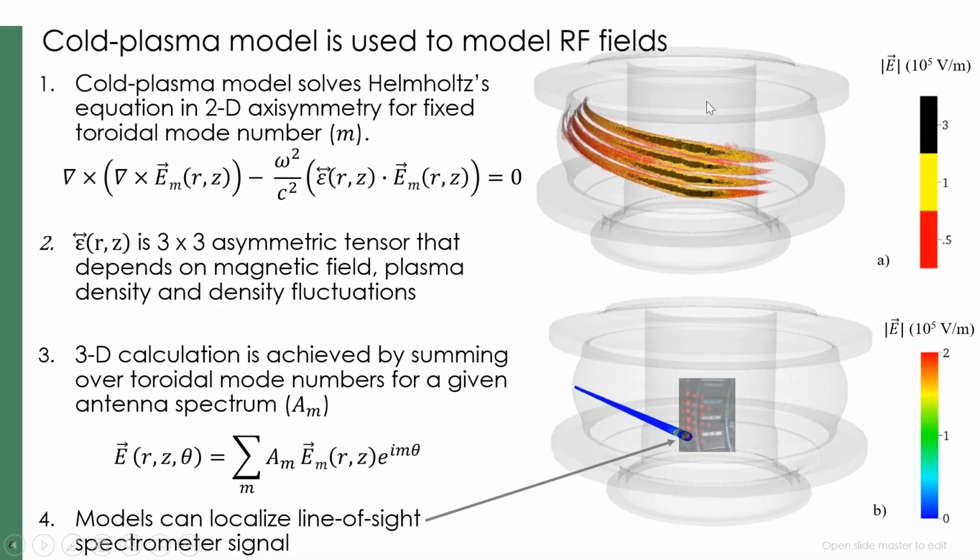The plot on the top right is an example of a 3D image of what the radio frequency fields look like in these simulations. The bottom figure shows you what the spectrometer sees. So you can see that this is now a cone. If you look very carefully, almost all the signal happens in front of the radio frequency antenna. And using a model like this allows us to localize the spectrometer signal.